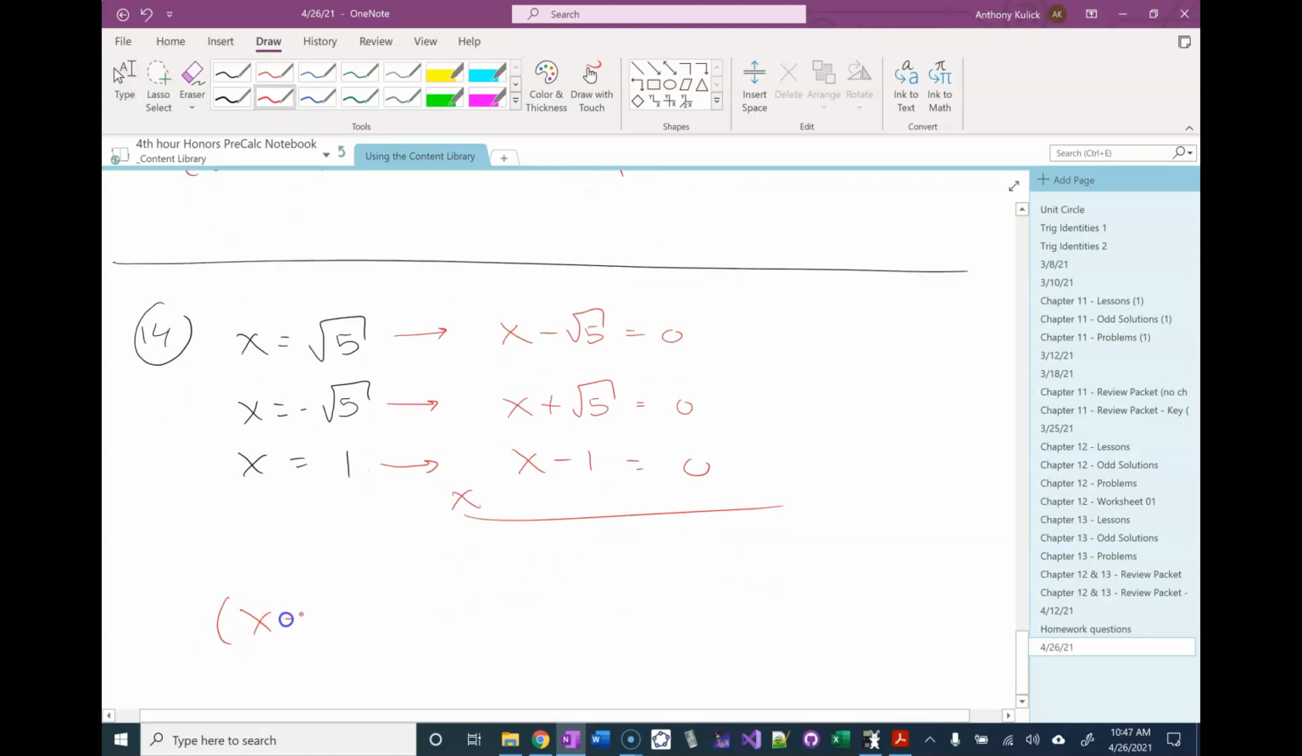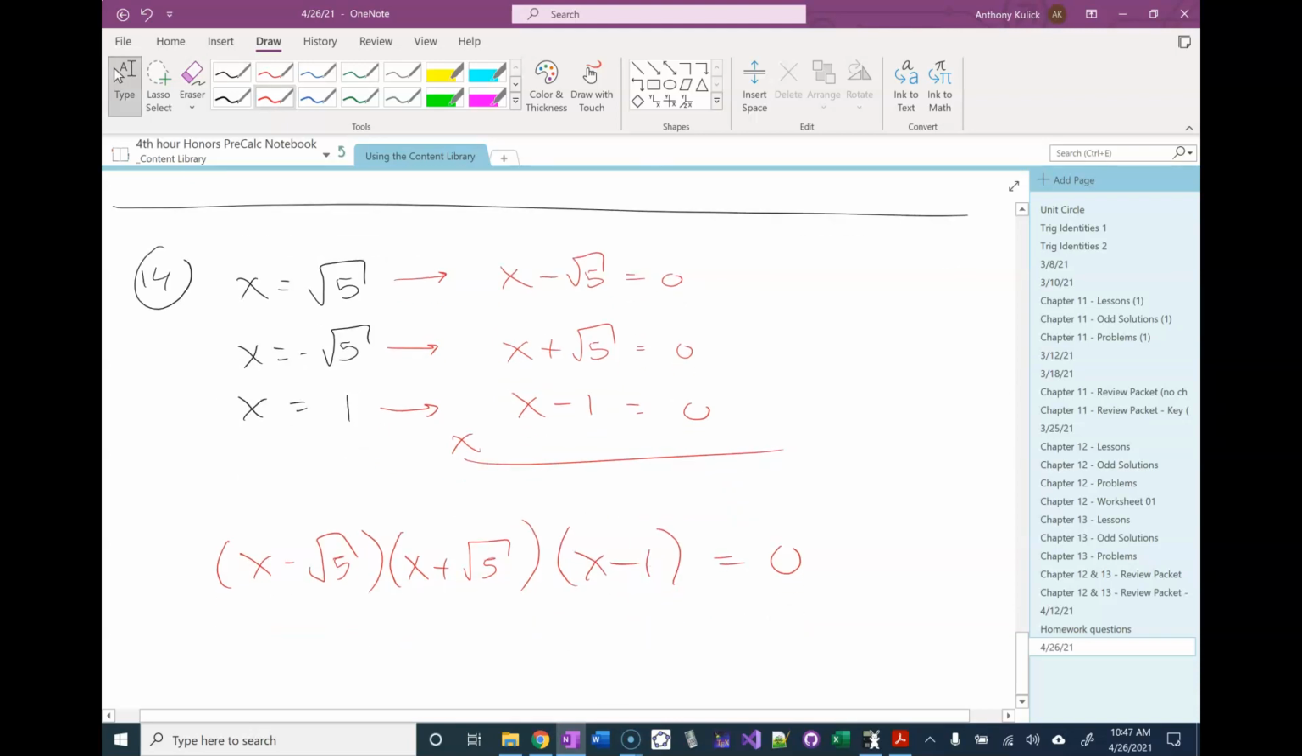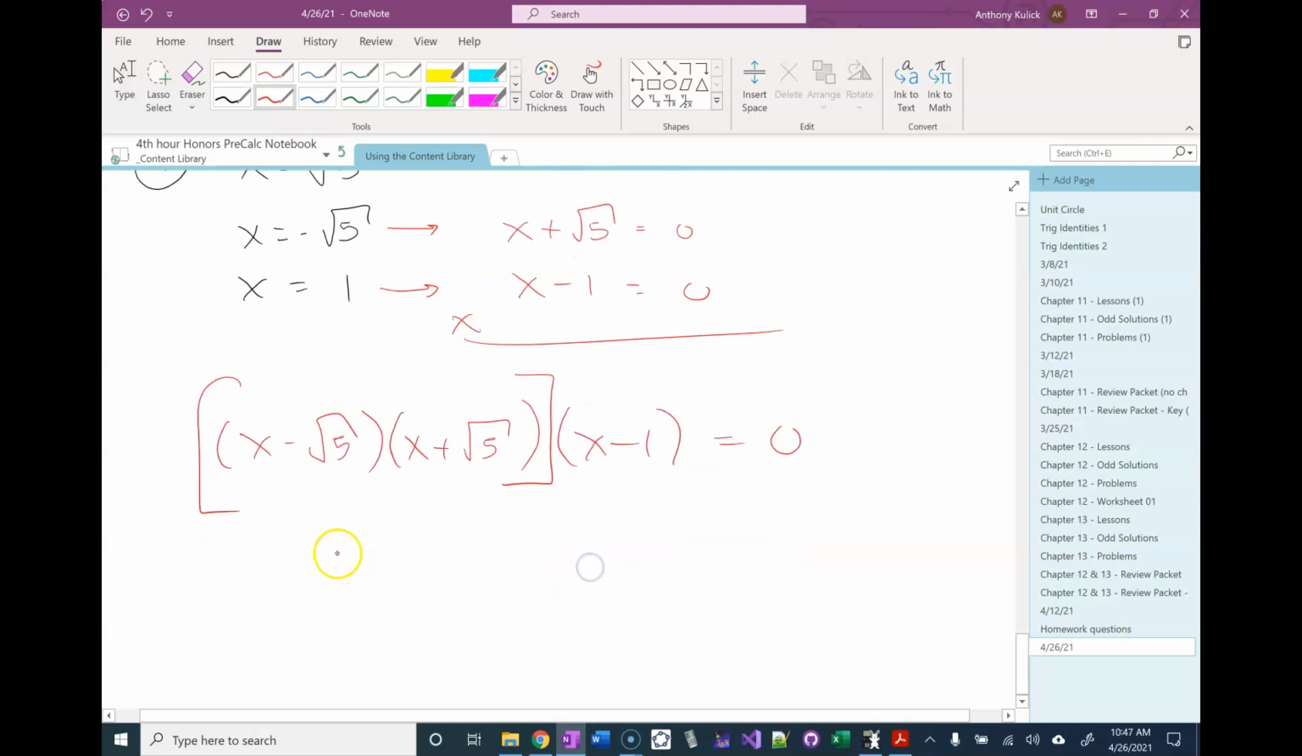Now what I'm going to do is multiply all these equations together. So when I do that, I get x minus square root of 5 times x plus the square root of 5 times x minus 1 equal to 0 times 0 times 0, which is still just 0. Cool there. Now I'm just going to FOIL this stuff out. So I'm going to multiply these together first because I notice that's a difference of two squares. So that's just going to be x squared minus 5.